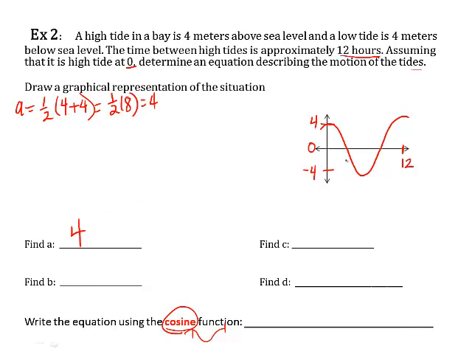All right, stop and think. Do I need to reflect this? Is this a reflected cosine? No. It starts at the peak, ends at the peak. It's not starting at the trough. It's starting at the top part of the curve. So it's going to be a positive 4.